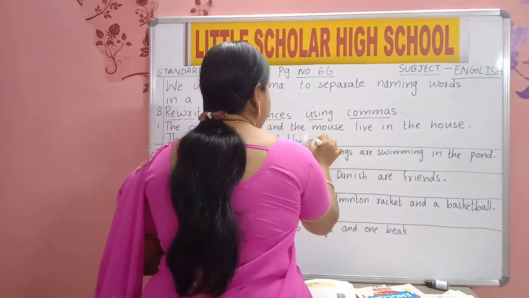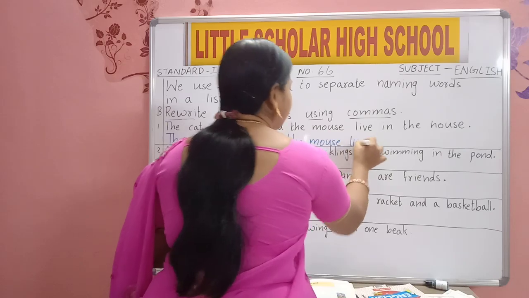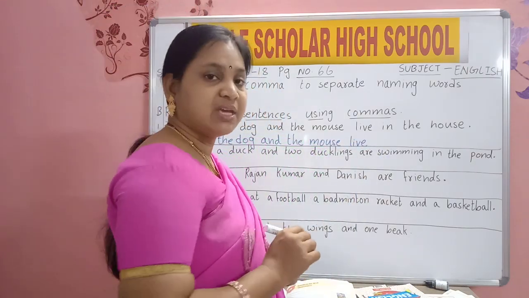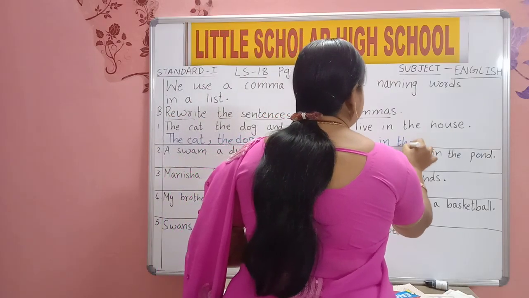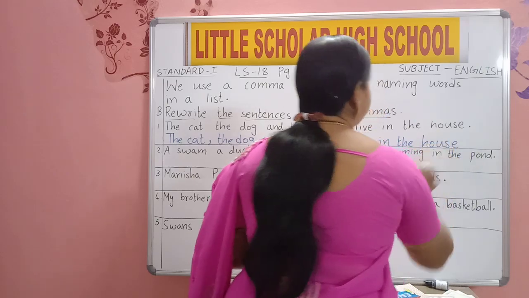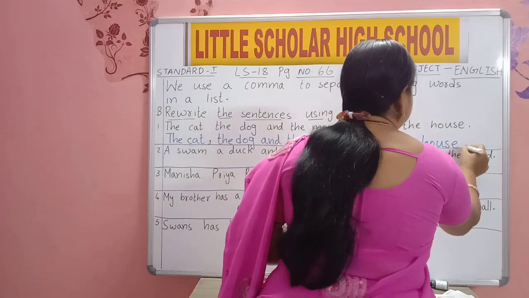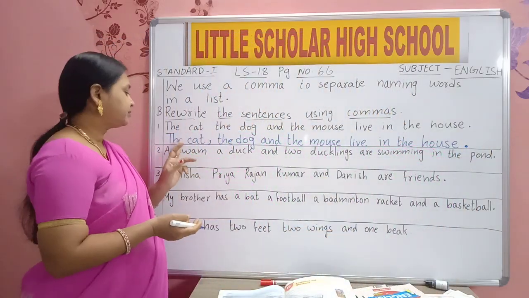M-O-U-S-E, mouse. L-I-V-E, live. You should also read along with me. I-N, in. T-H-E, the. H-O-U-S-E, house. And at the end of the sentence, what should we do? Put a full stop. Now the sentence is correct.